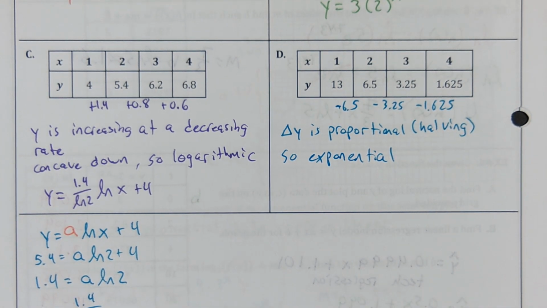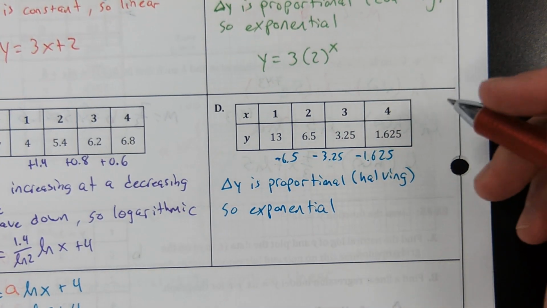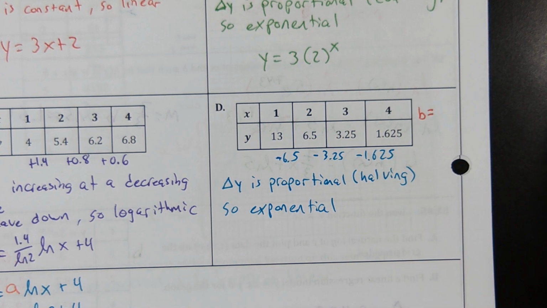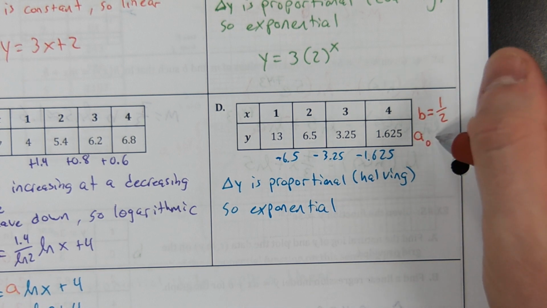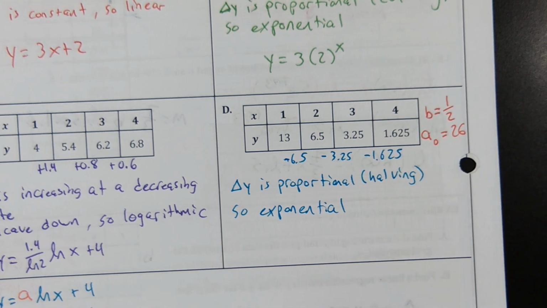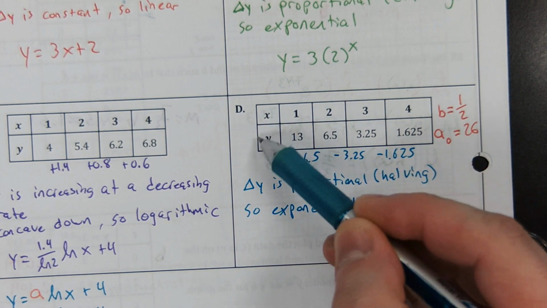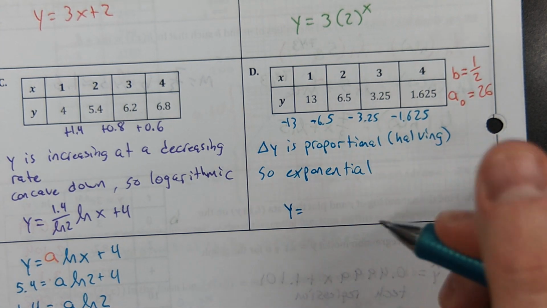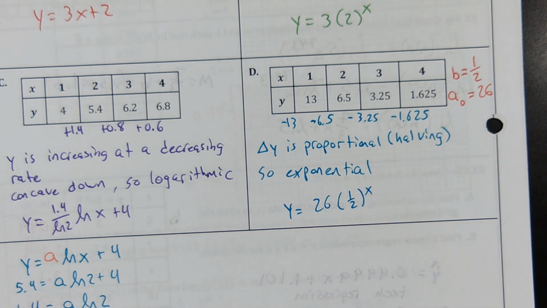Now we want our equation. What is the r value or the exponential base? 1/2. And what would our a sub 0 have been then? It would have been 26. Because this would have needed to have said minus 13 to go from x equals 0 to x equals 1. So this would have had to have been a 26 by adding 13 back to it. Our model then is y equals 26 times 1/2 to the x.